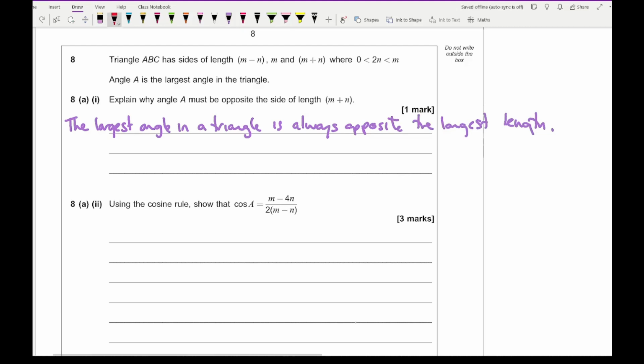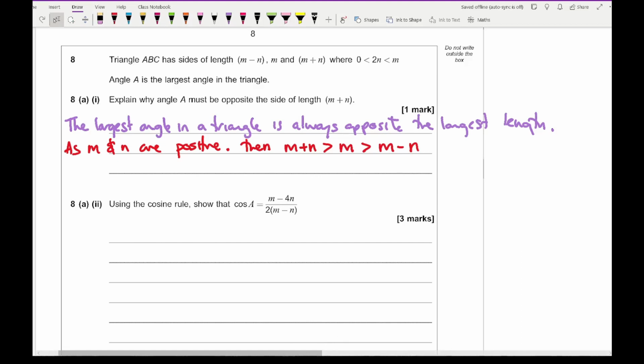And something along the lines of, and also that as m and n are positive integers, or not integers but positive, then m plus n is going to be greater than m, and that's going to be greater than m minus n. So therefore m plus n must be the longest side. So something along those lines would be absolutely fine.